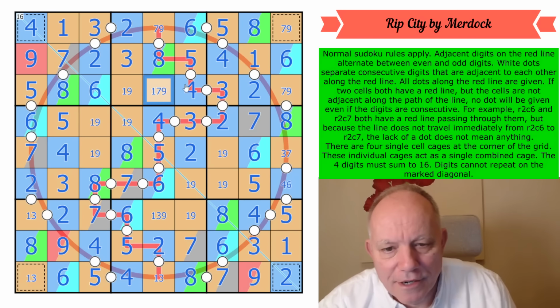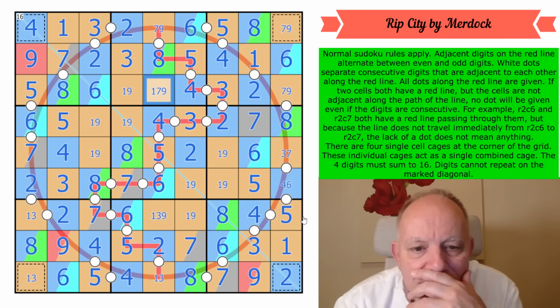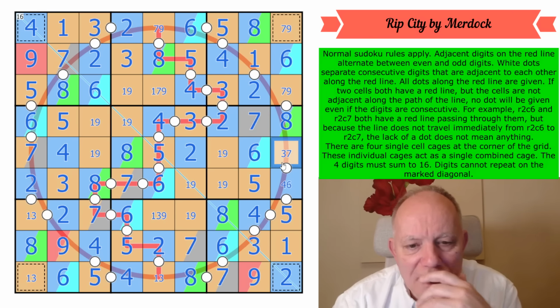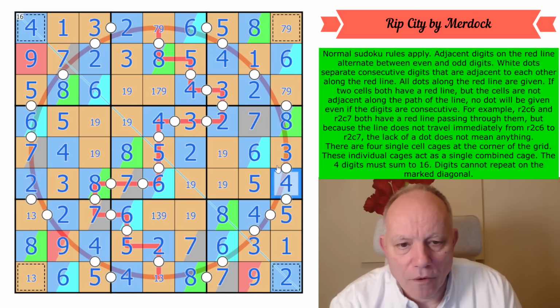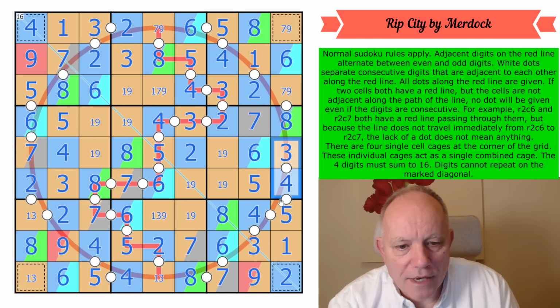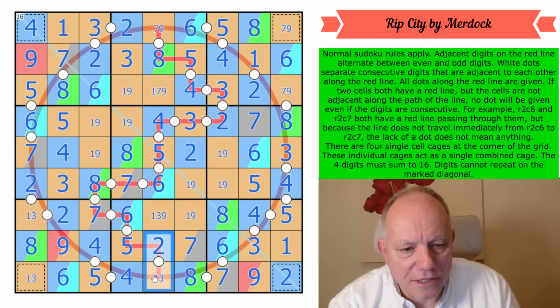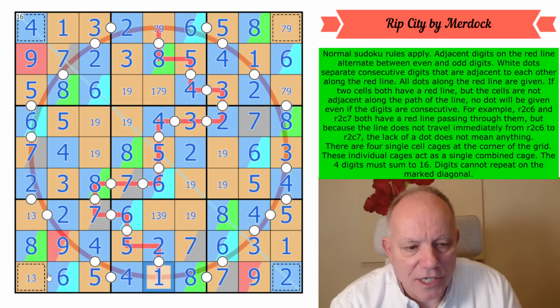Everything is candidate marked. Oh, I know what this is. This is 3, so that's 4. Well, that hasn't changed anything. Right, 2 is connected to 1 or 3. Oh, but look, here it can't be 3. That's 4, and there's no white dot. So that digit is 1.